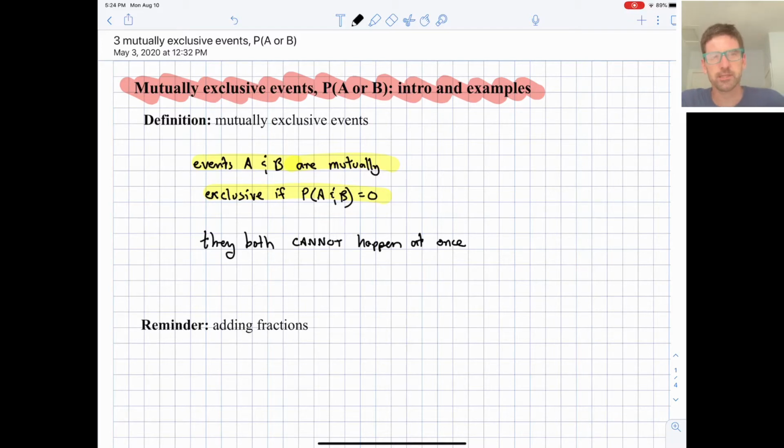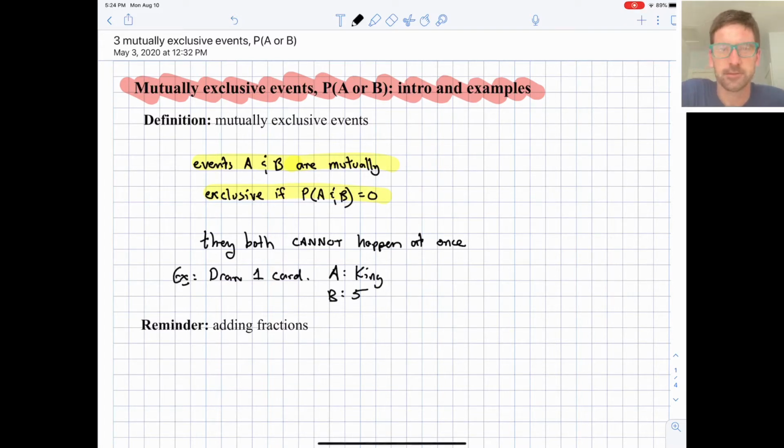Okay, so we'll look at some examples, but actually, let me give you an example right now. I draw one card out of a deck. Event A is getting a king, and event B is getting a 5. Unless someone is totally cheating with this deck of cards, the probability of getting a king and a 5 on the same card, probability of that is 0. So those are mutually exclusive events. A and B are mutually exclusive.